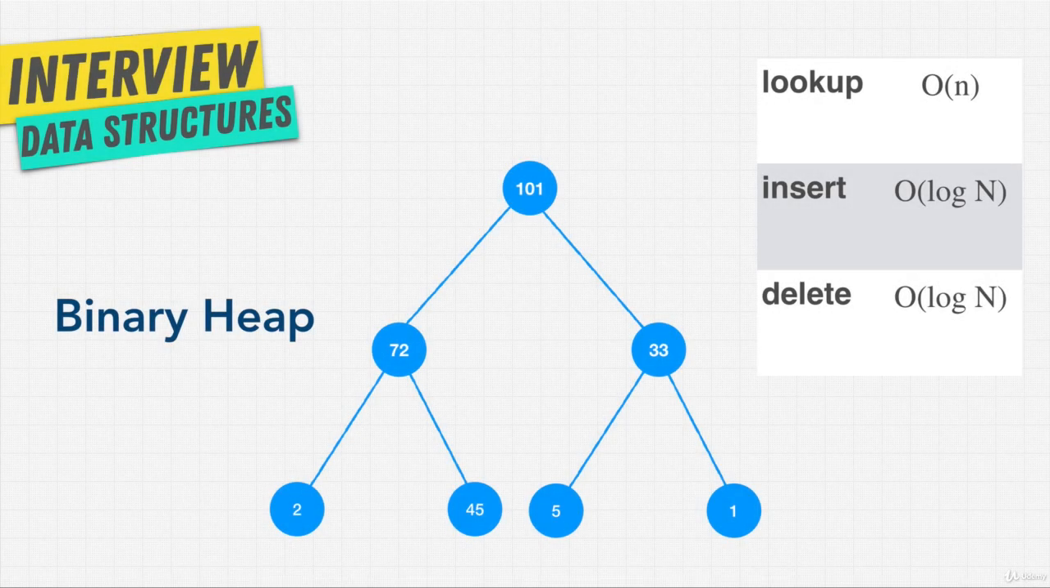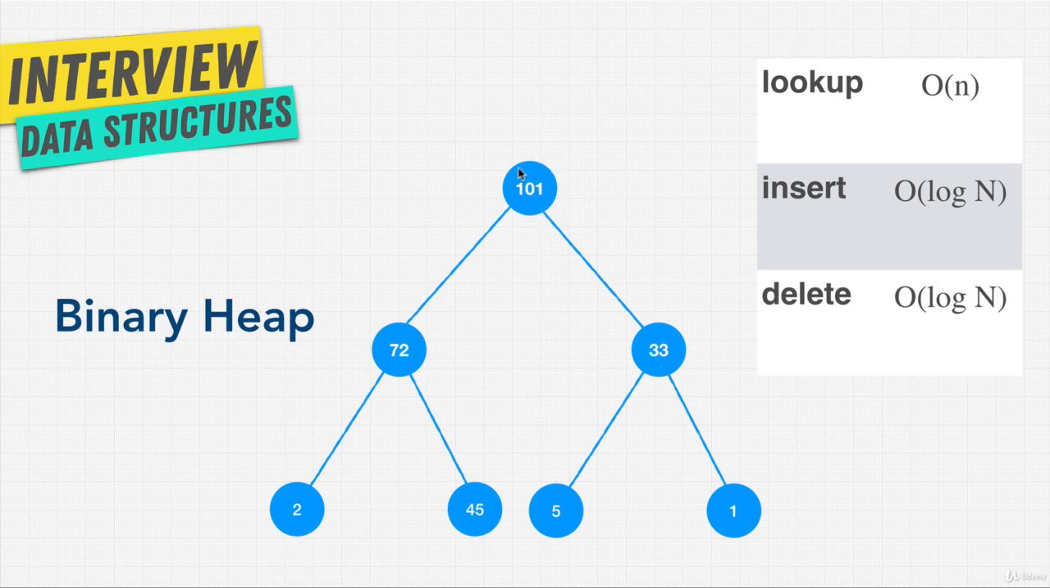In a binary heap, every child belongs to a parent node that has a greater priority or value. If you look over here, every child, that is 72 and 33, is lower than 101. 72 is higher than 2 and 45, and 33 is higher than 5 and 1. This is actually called a max heap. There's also something called a min heap, which is the exact opposite, where the root node is the smallest.